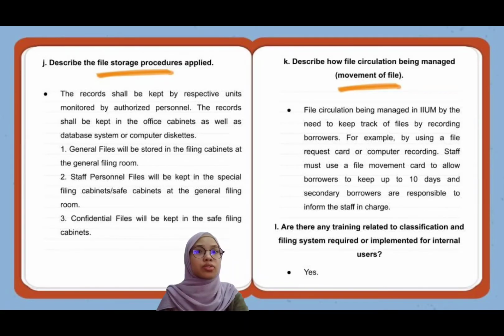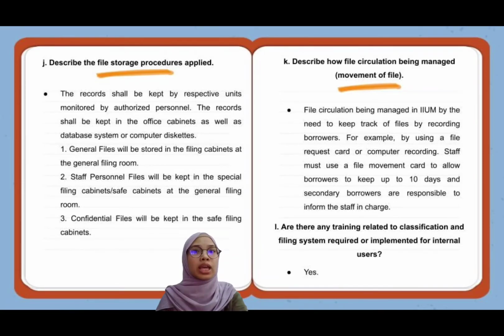Hence, to illustrate the procedure for movement of files: first, receive a request for borrowing a file and look for the file. Second, fill in the relevant information in the file movement card and give the file to the borrower. Third, if needed, give it to someone else. Fourth, fill in the FMC. Fifth, give the FMC to the staff in charge of the file. Sixth, return the file. Seventh, look for the FMC and fill in the returning information. Eighth, insert the card into the file. Ninth, put the file in its respective docket or shelf in the cabinet or room.